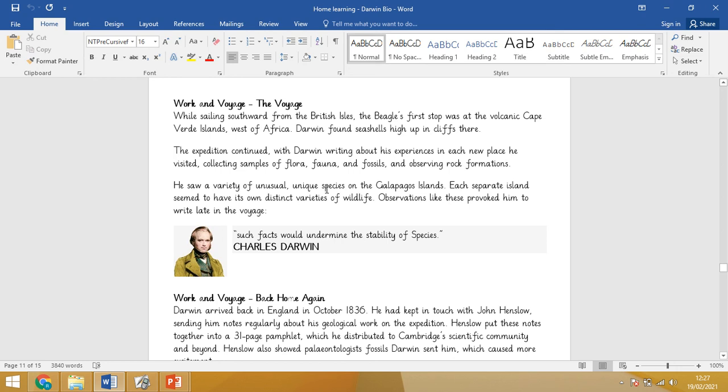Specifically, the Galapagos Islands. He noticed the many unusual and unique species there. But all around the world, he collected samples of flora, which are plants, fauna, animals, and different fossils, and looking at rock observation. He observed several rock formations as well.